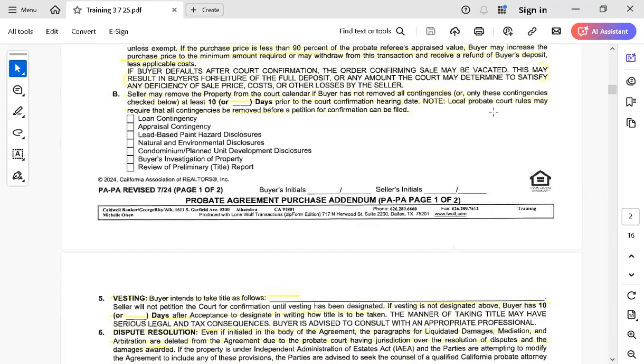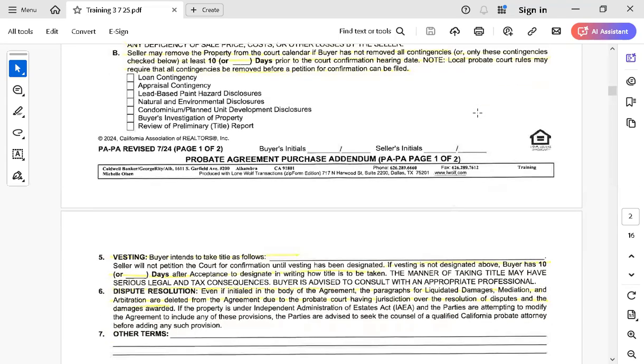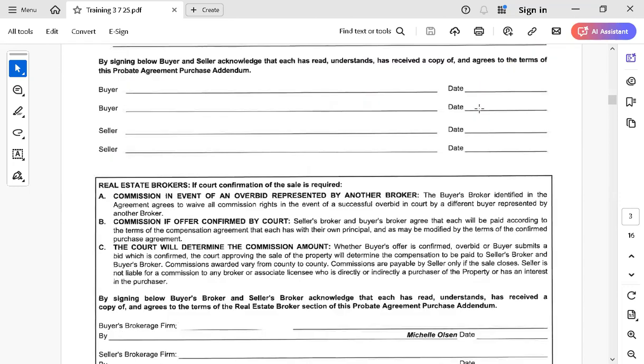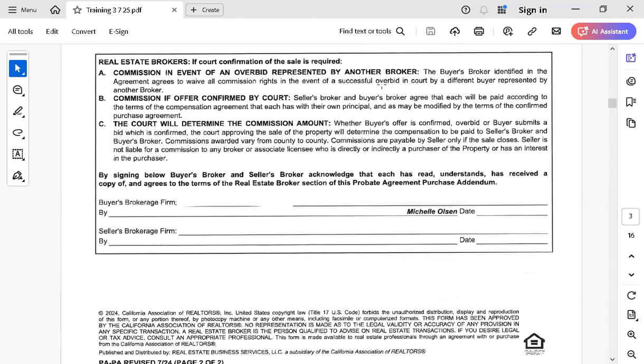So there's a little bit more intricacies that we may not be aware of. If you're working a probate offer, you know, come see me, come see Doug, come see Peter Cam, okay? So we'll move on to here. Oh, and also the court can determine the commission amount right here. So be aware of that.